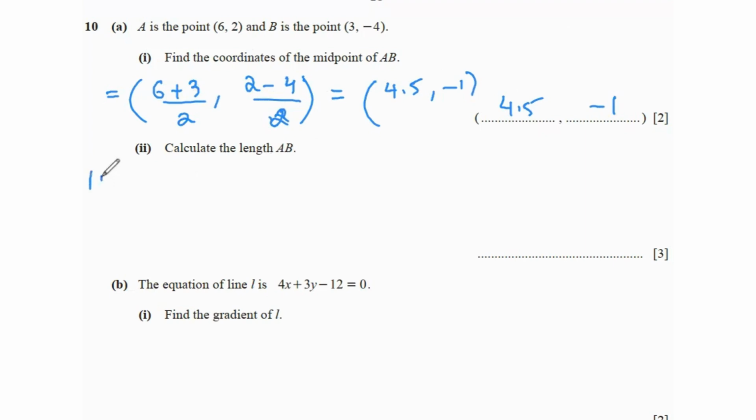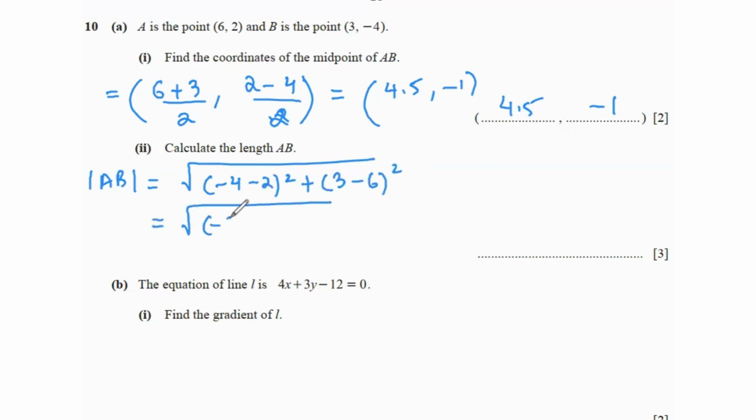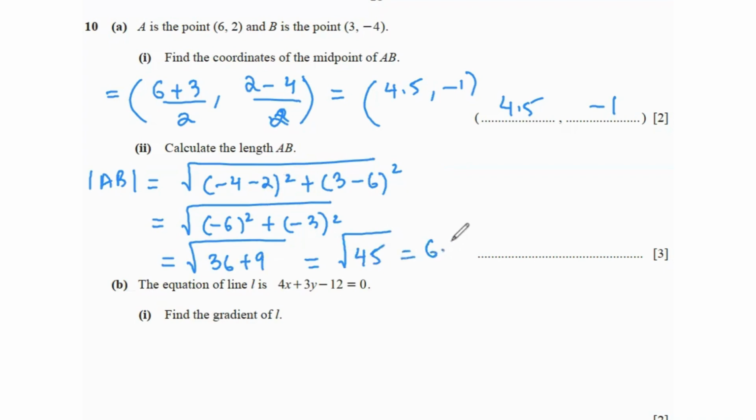Calculate the length of AB. So that's going to be the square root of (y2 - y1) squared plus (x2 - x1) squared. (-6) squared plus (-3) squared. So that's 36 plus 9, square root of 45, and that gives us 6.71 centimeters.